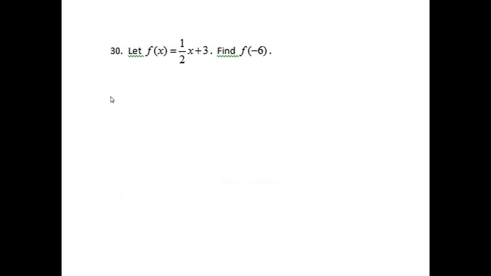All right, last one, problem number not 30, how about 24? Let f of x equal 1/2 x plus 3. Find f of -6. So wherever we see an x, we're going to put -6. We're going to put a -6 here and a -6 here. So we're going to have f of -6 equals 1/2 times -6 plus 3.